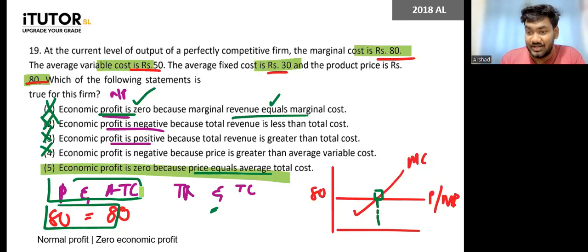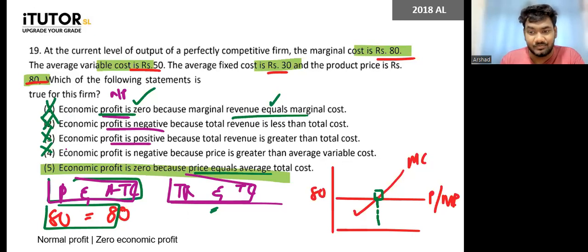If ATC is not given, we need to compare price with average value. No. You can't compare with average value. If ATC is not given, then you have no way of finding. Either you need to compare price with average total cost, or you need to compare total revenue and total cost, because price times quantity is total revenue, and average total cost times quantity is total cost. So these are totals. Either you compare these two and give your answer, or you compare these two and give your answer, not the variable part. Is that okay, guys? 19, answer number 5.